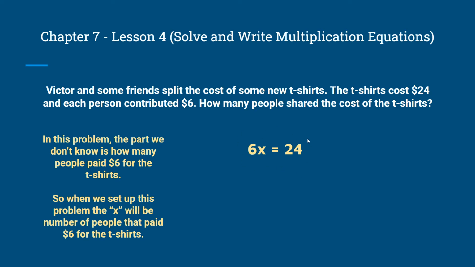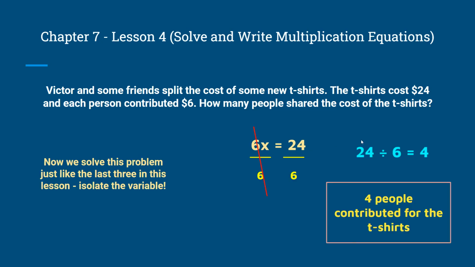This problem now looks just like the ones that we've set up on the last couple of screens. So 6x equals 24. To isolate the variable, we're going to do the opposite of what we're doing here on the left-hand side. So 6x means 6 times x. So let's divide by 6 then instead. Again, you have to do the same thing to both sides.